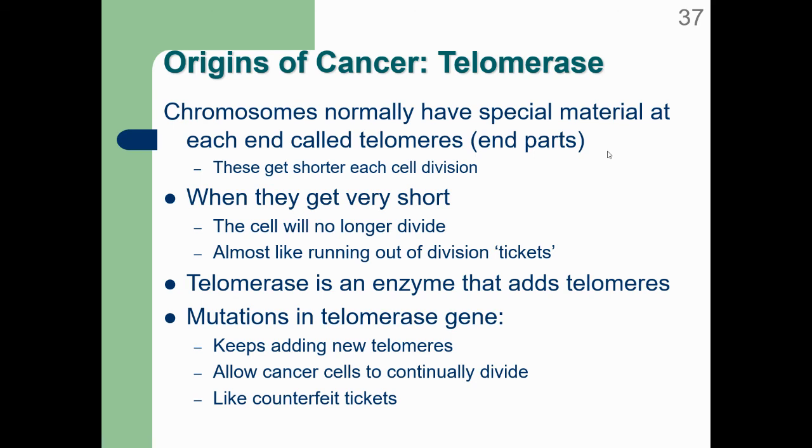Telomerase is an enzyme that adds telomeres to that line. So it's like buying new tickets. If the gene that codes for that enzyme is mutated, then we keep getting new telomeres and our cell keeps getting tickets to divide. So like counterfeit tickets. The cell keeps getting these tickets. I can divide, I can divide, I can divide, when they should normally stop at some point.